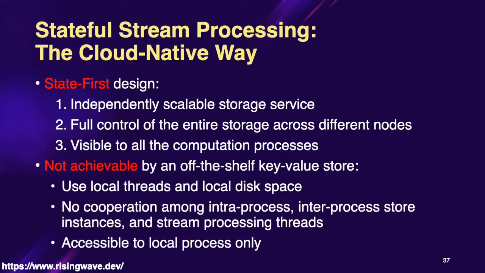Yeah, so most of the existing systems would just use a general purpose key value store like RocksDB or LevelDB, right? So they basically use local threads for both computation and storage, and the disk space is fixed with respect to a machine. And the second is that we have no cooperation among inter-process store instances. And we also have no cooperation between the storage threads and the stream processing threads, right? So we cannot really allocate the resources as we want.